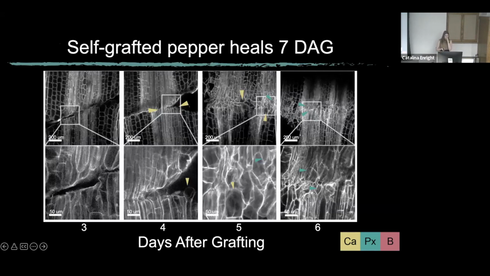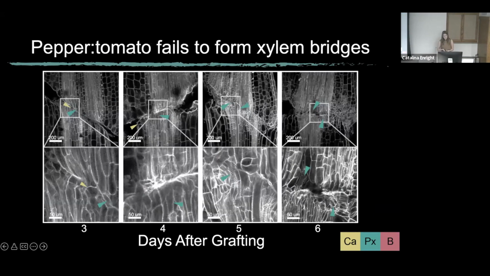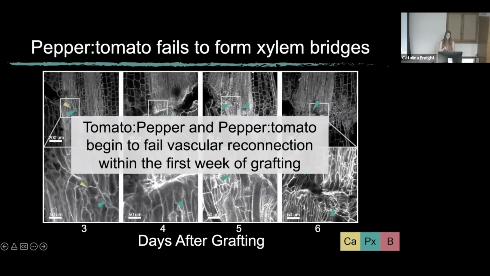In pepper, we see something similar, albeit slightly delayed, where we see callus and protoxylem proliferation at 4, 5, and 6 days after grafting, and not shown here is xylem connection at 7 and 8 days. Whereas the heterografts have tons of callus and protoxylem proliferation, but a failure to achieve xylem bridges. We see that in both tomato pepper and pepper tomato. So we were able to show that the tomato pepper and pepper tomato vascular dysregulation occurs in the first week.